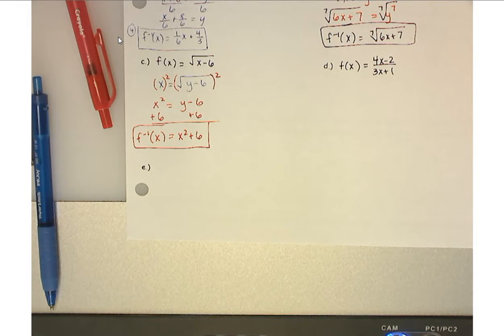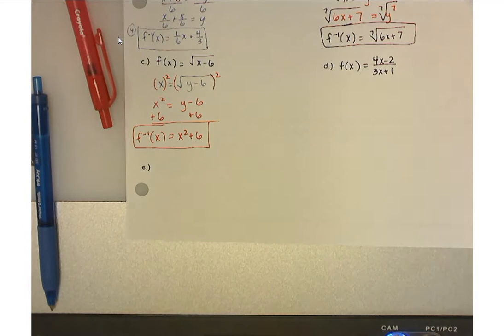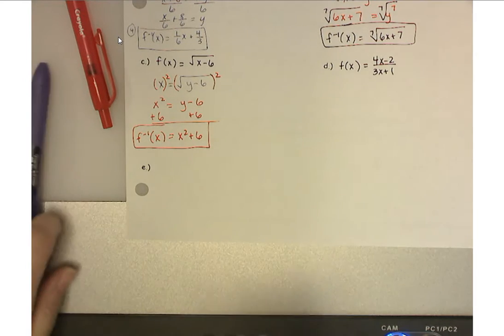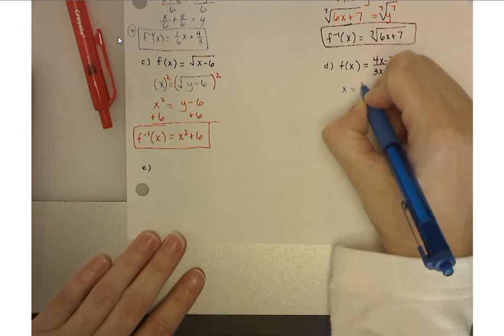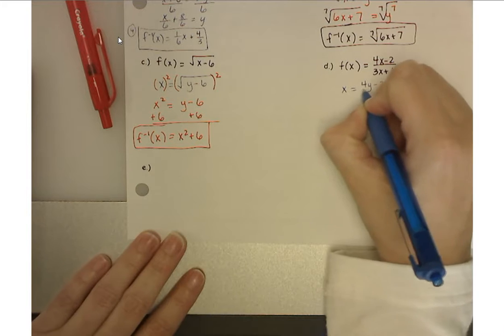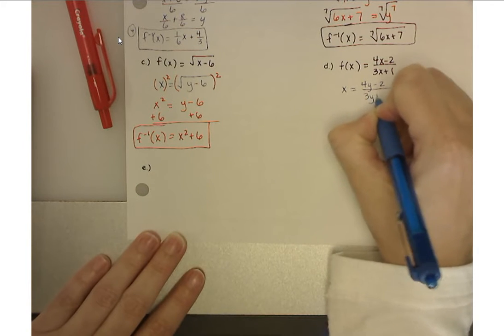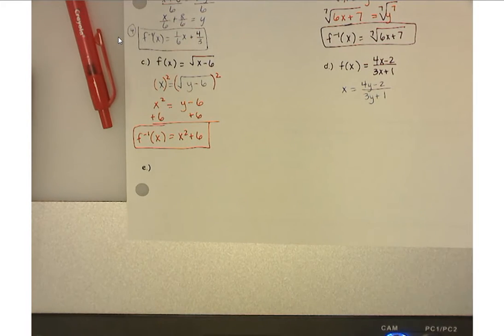Yeah, you have two variables, right? This is a rational function. So if you have two x's, does that mean you replace it with two y's? Yes, you do. Okay, so this is going to be x is equal to 4y minus 2 over 3y plus 1. Okay, do you guys have any intuition about what your next step is going to be?